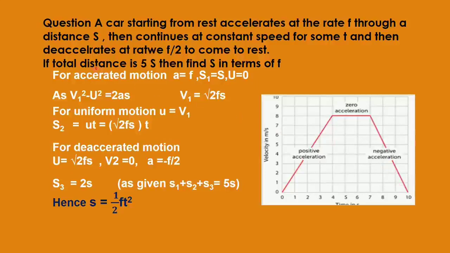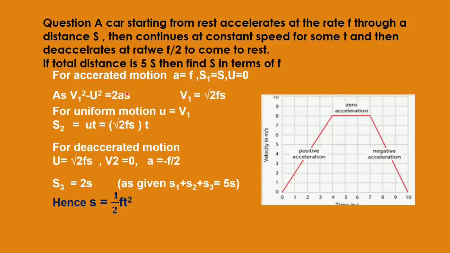If the total distance is 5s, then find s in terms of f. This is the question with you. Of course, they can frame many questions from this type of question. They may ask you to draw the acceleration time graph using this velocity time graph. They may ask you to draw the position time graph using the same graph. They may ask you to find the acceleration. If the values are given, then of course from the area under the velocity time graph you can find the acceleration. So from this one question you can write a number of questions.